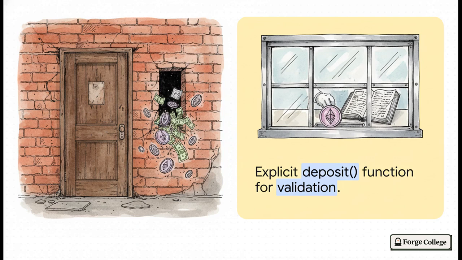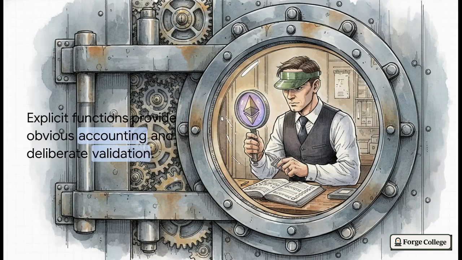Relying on implicit functions like receive or fallback, it's literally like having a bank with just an open metal chute on the side of the building where people toss cash into the dark and just kind of hope you remember who tossed it. It is way, way too passive for a secure vault. On the flip side, using an explicit deposit function is like having a dedicated, highly trained teller window.